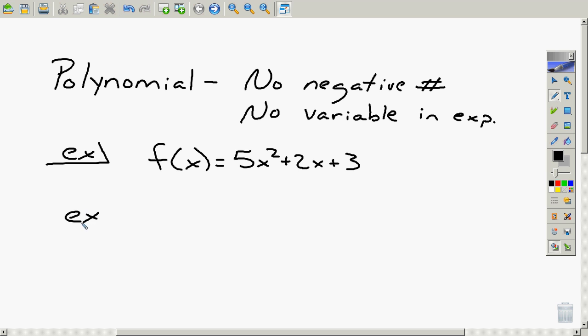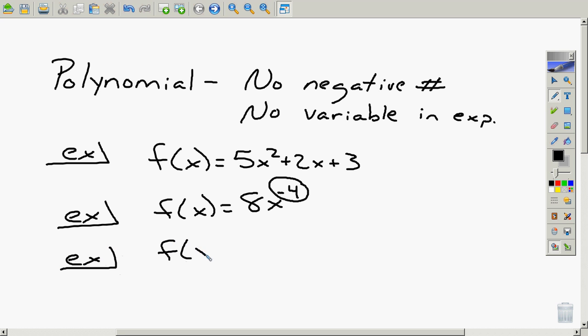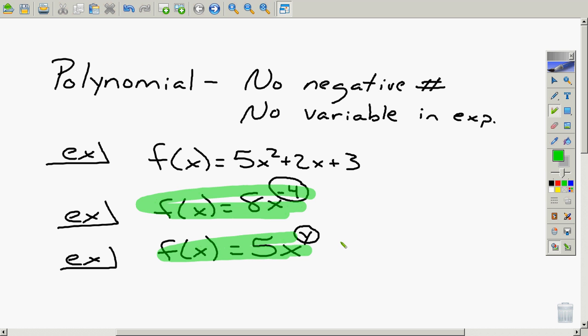This would not be a polynomial, 8x to the negative 4, because it has a negative in the exponent. And you can't have a negative in the exponent, and you also can't have a variable up here. So here is another one that would not be a polynomial, 5x to the y. That would not be a polynomial also because of that. So these two right here, this one and this one, would not be polynomials. Okay? So that's our first definition of a polynomial.